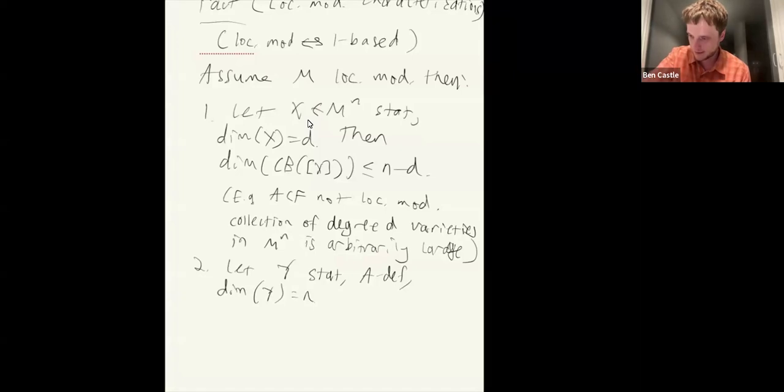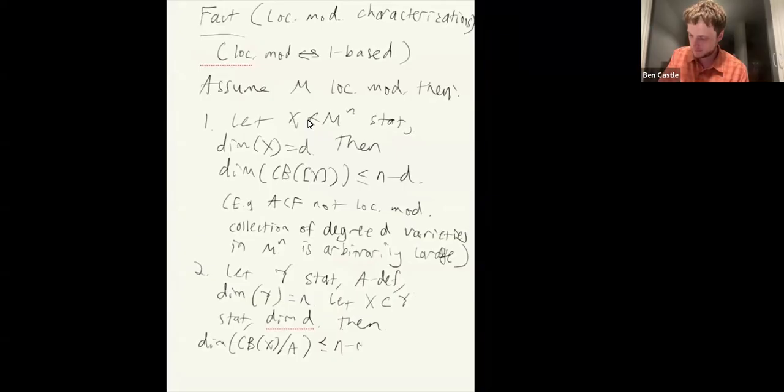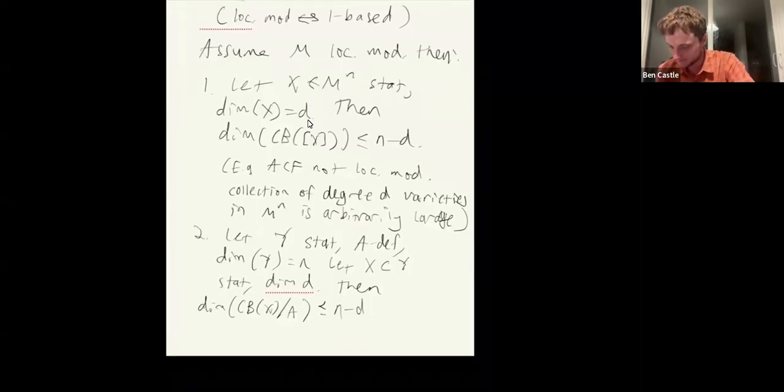And let X be inside Y, stationary of dimension D. Then the dimension of the canonical base of X over A is at most N minus D. Okay, so it's the same thing, but happening inside the ambient space Y. And in order to do that, we have to add a set of parameters to make Y zero definable, so it's definable over A. You don't have to do that in the previous statement because M to the N is zero definable.